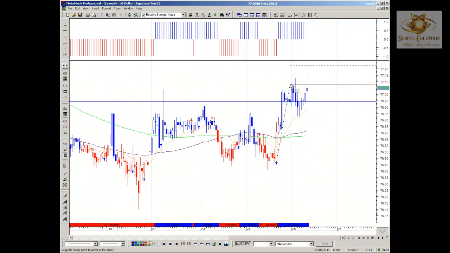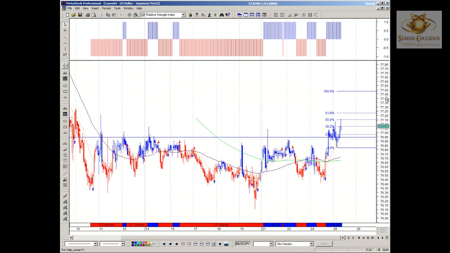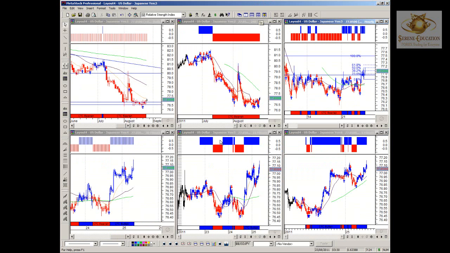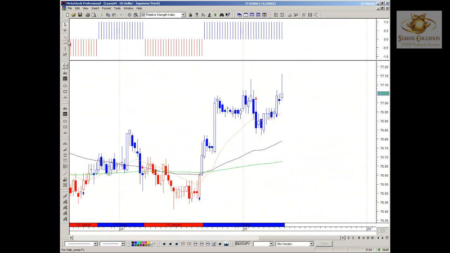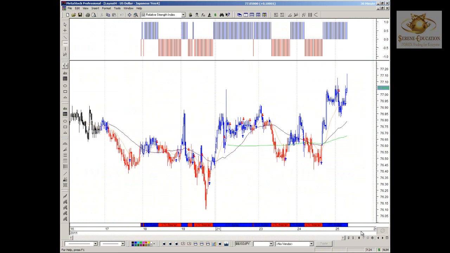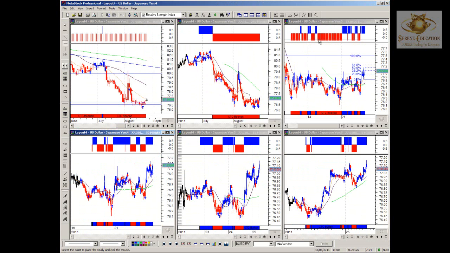Potential targets for this particular pair, what are we looking at? We're looking at price testing the 50% now at 77.15, but ultimately looking at 100% at 77.50 as a potential target for this pair. That would be 100% of this initial move here, this breakup move. So make a note of that. 77.50 could be quite good. Let's have a look here. We've got bigger time frames. That's the hourly.